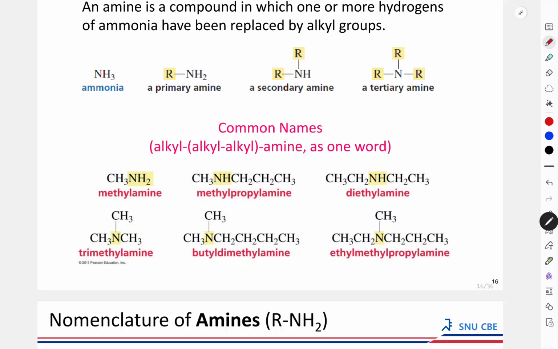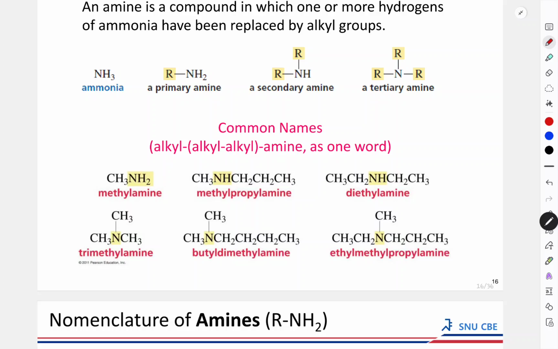The way you call out primary, secondary versus tertiary is the number of alkyl groups directly attached to the nitrogen. If you have only one alkyl group, this is the primary amine. In this case, you have two alkyl groups, so this is a secondary amine. And since you have three alkyl groups here, this is the tertiary amine. And this is the common name below.